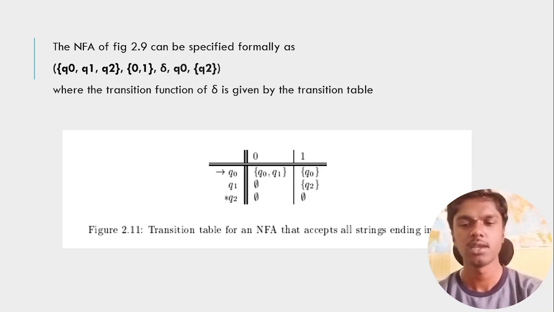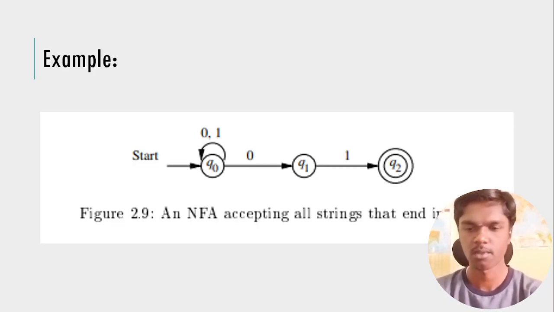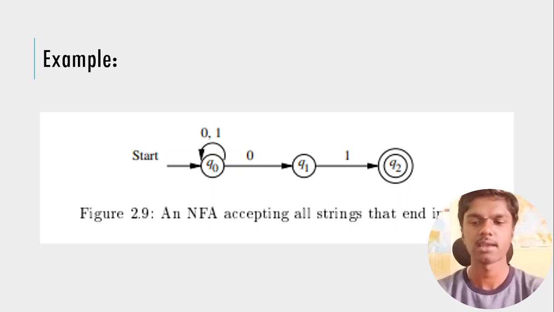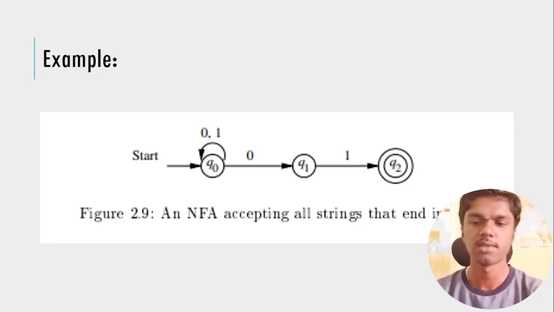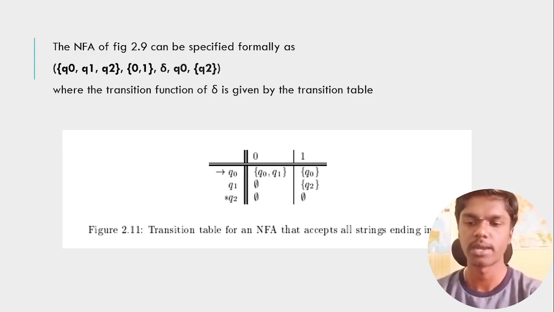This is our transition table. Wherever q0 is sending 0, that is considered as δ(q0, 0). So δ(q0, 0) goes to q0 as well as q1, so it is {q0, q1}. Then from q0 there is a self loop on 1, so δ(q0, 1) becomes {q0}.